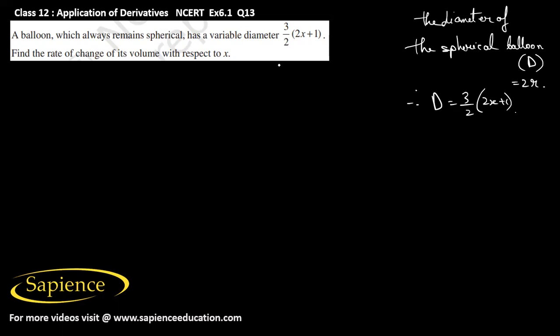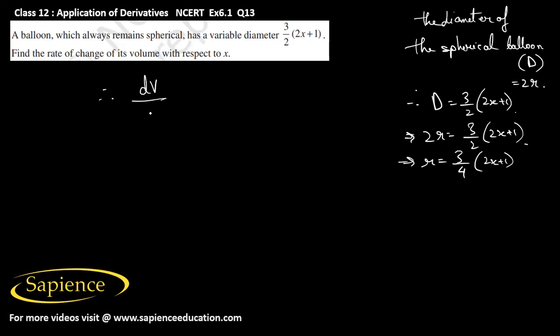And the rate of change of its volume with respect to x. So D, or I can say 2r, 2r is equal to 3 by 2 into 2x plus 1. So therefore, r is equal to 3 by 4 into 2x plus 1. So now, here it is asked to find the rate of change of its volume with respect to x, dV by dx, that we have to find, where V is the volume of the spherical balloon.